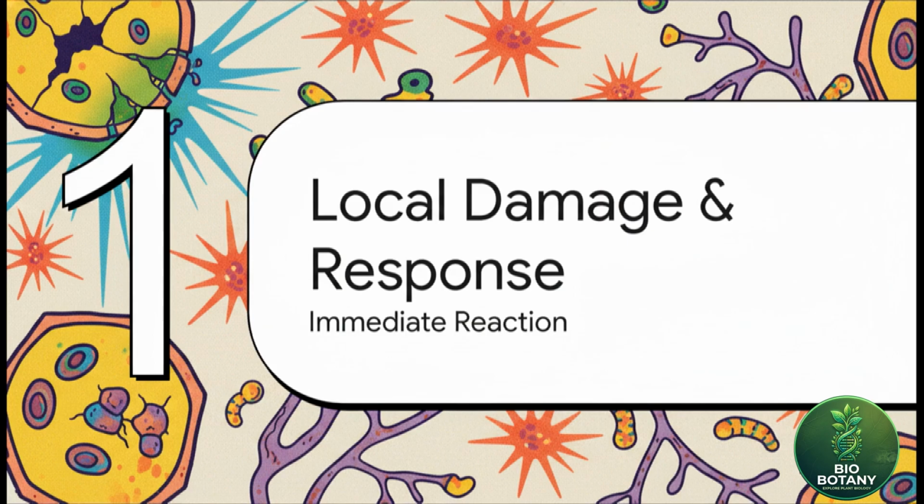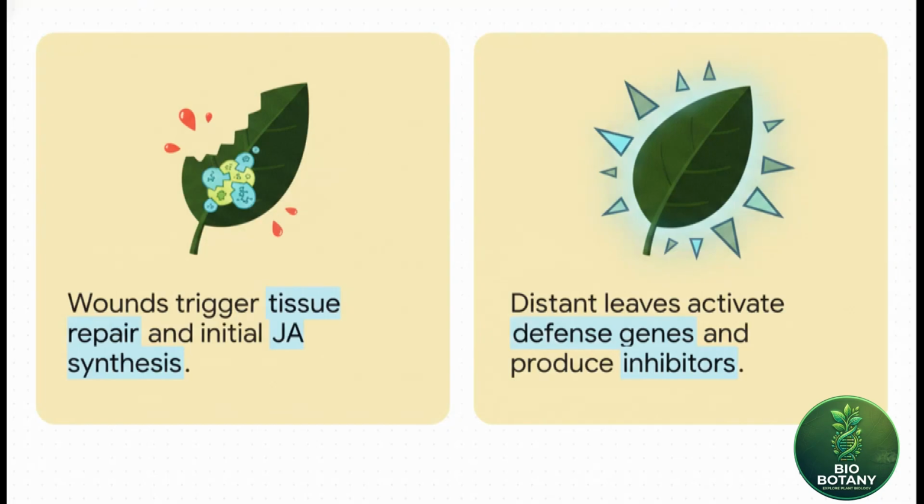Everything kicks off right at the exact macroscopic and microscopic site of injury, where cells have to instantly initiate structural repair while simultaneously sounding the alarm. When a plant gets wounded, it basically launches two completely different but linked agendas. Locally, right where the bite or cut happened, it's all about survival: sealing the breach, regenerating tissue, and pumping out an initial burst of a hormone called jasmonic acid, or JA.